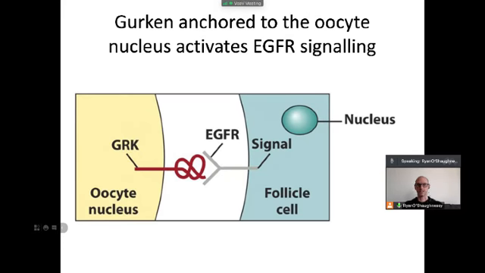So Gurken is anchored to the oocyte nucleus. This is why that localization of signaling occurs. And so we have our oocyte nucleus with Gurken. Gurken binds the EGF receptor, which is torpedo, and then this signals to the nucleus of our follicle cell during oogenesis.